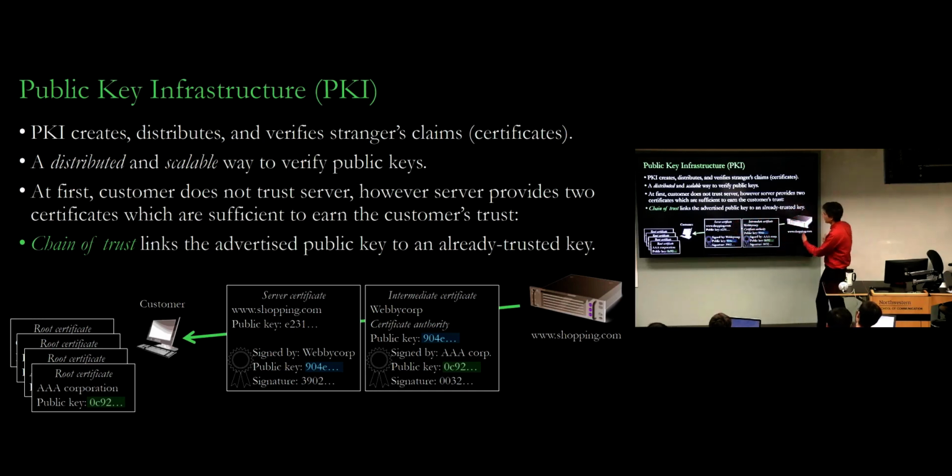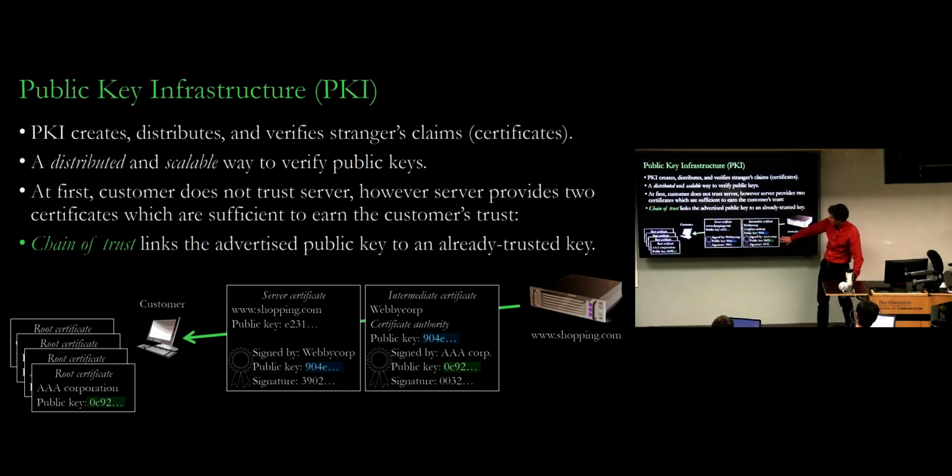So we didn't know who shopping.com was. We don't know who WebbyCorp is either. We just know that someone called WebbyCorp is telling us that shopping.com's public key is this. But in addition to that, we get this intermediate certificate that WebbyCorp paid for from a root authority. So we have among our root certificate authorities AAA Corporation, which I made up again, so we know what that public key is for AAA Corporation.